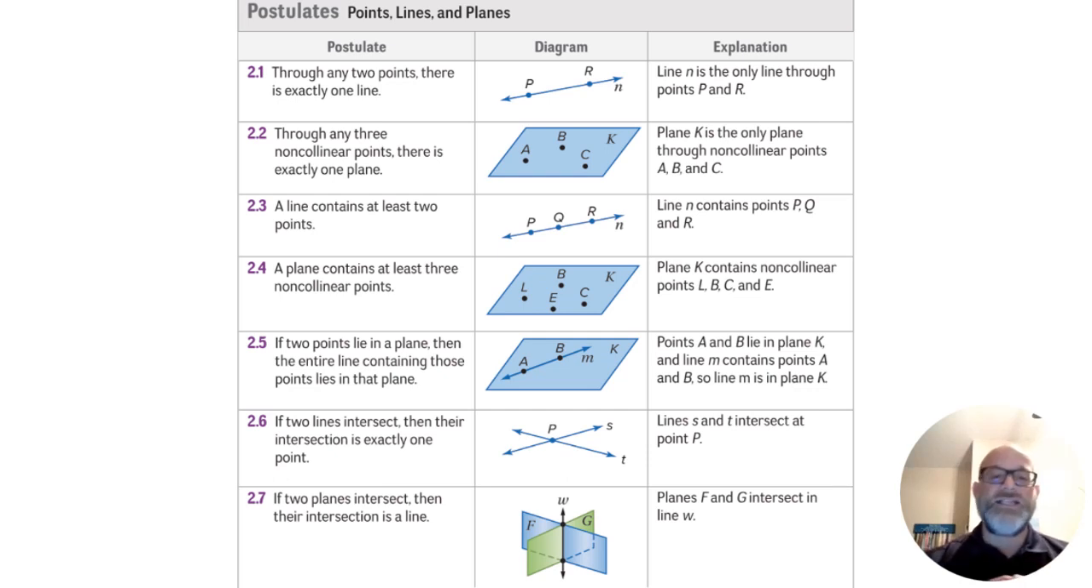A plane contains at least 3 non-collinear points, not on the same line. Yeah, of course, a plane contains at least 3 points that are not on the same line. That's how you identify a plane. You need 1, 2, and a third point. And these 3 points shape out a plane. Well, how many points are actually on a plane? An infinite number of points, right? If 2 points lie in a plane, then the entire line containing those points lies in that plane.